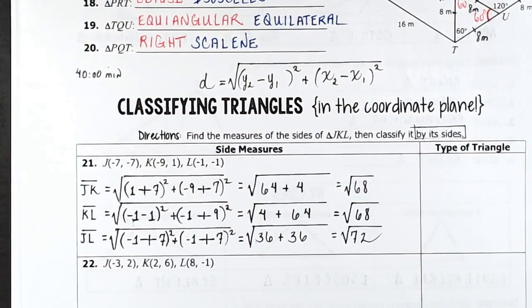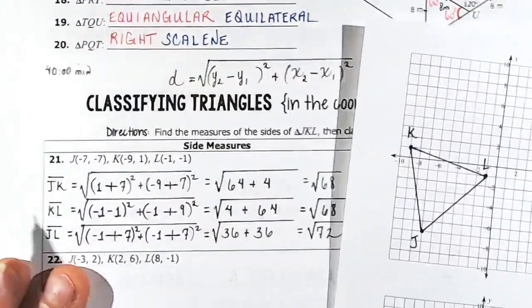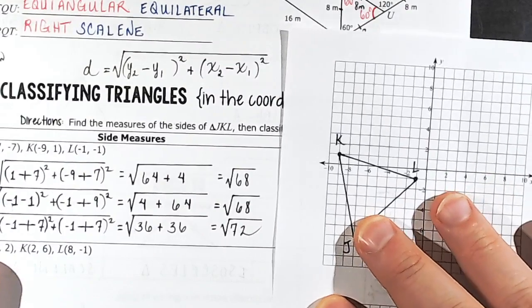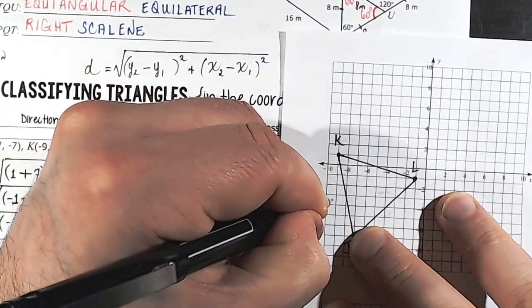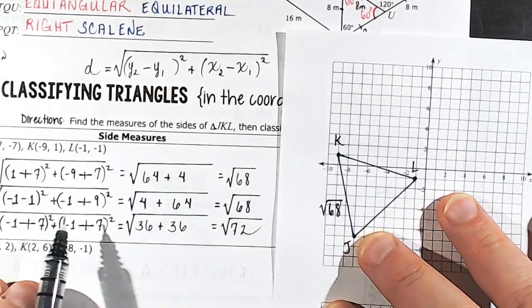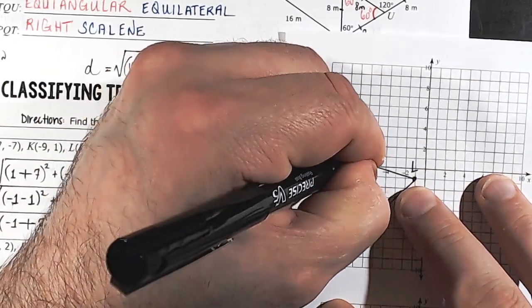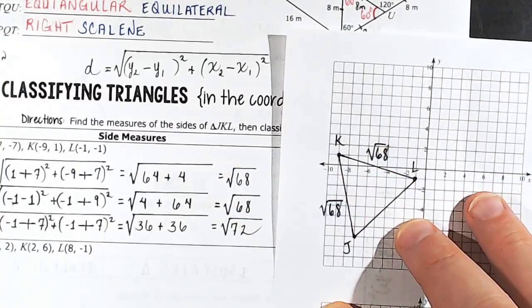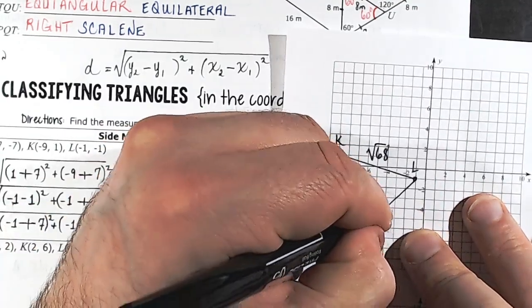Okay, so we now have all of the segment lengths. Let me just, for this one alone, write them on this graph. JK is square root 68. KL is square root 68. And JL is square root 72.